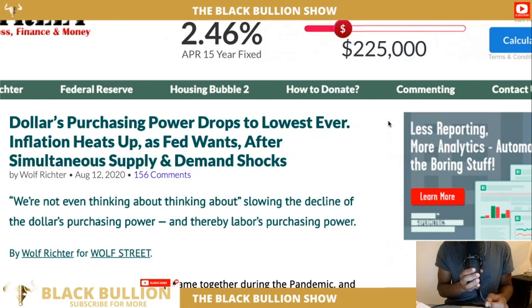But let's get into this. Dollar's purchasing power drops to lowest ever. Inflation heats up as Fed waits after simultaneous supply and demand shocks. So let's get started here.